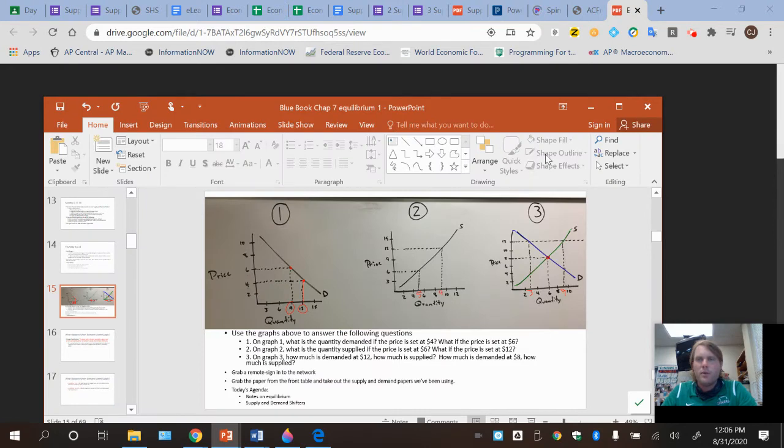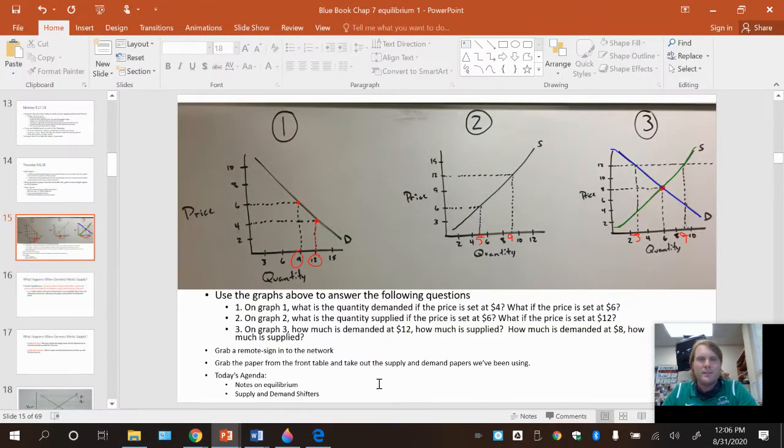You've got a quick daily blog here. Go ahead and take a shot at these answers. We're just having you identify the quantity at different prices. On number one, with the price set at 4, our quantity demanded is 12. If it's set at 6, our quantity demanded is 9. On number 2, at $6, we're going to supply 5. At $12, we're going to supply 9.